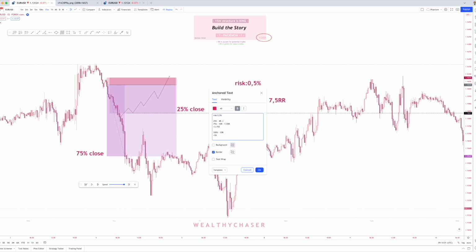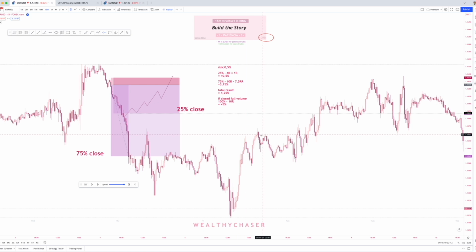This equals 1R. So what it means is that this will be plus 0.5% because I'm only covering the risk that I took. So the result of this trade, instead of being 5%, will be 4.25%. So basically, every position I open in order to cover my risk, it will always be minus 0.75%. And depending on how far the profit is, the less my total result is going to be compared to closing with full volume, right? What are the pros of this?